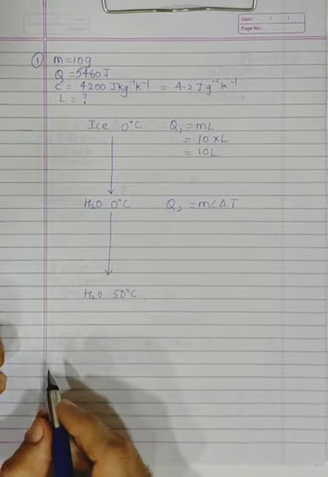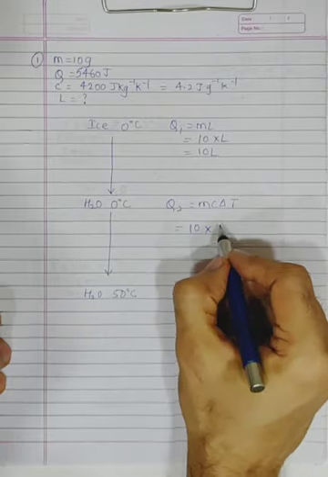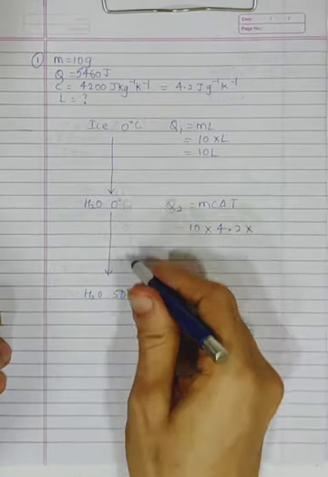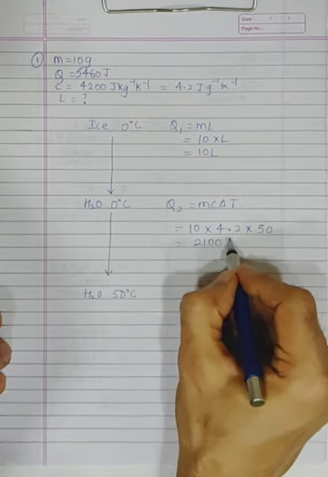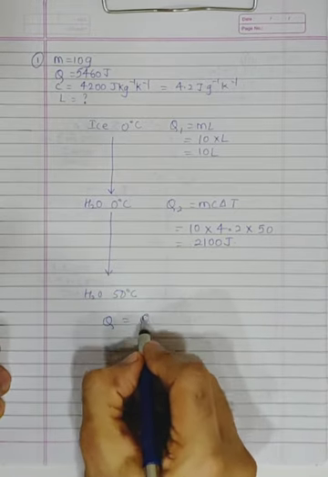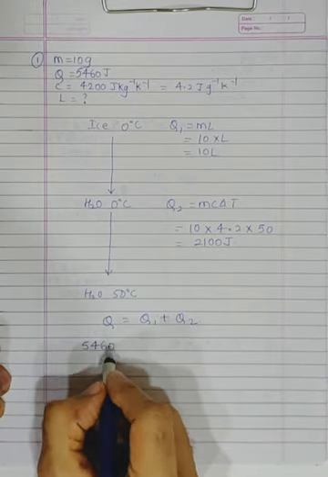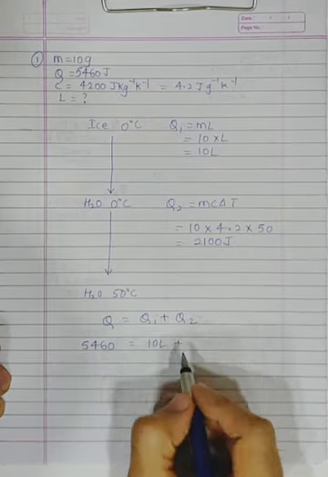Now what will be Q2? Q2 is equal to m c delta T, where m is 10, c is 4.2, and what is the delta T? From 0 to 50, so delta T becomes 50. Multiply. 42 into 50, so it's 2100 joule. But according to the question, your total heat is equal to Q1 plus Q2. So 5460 is equal to 10L plus 2100.